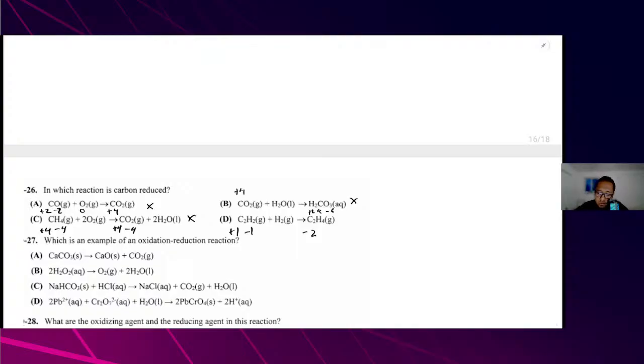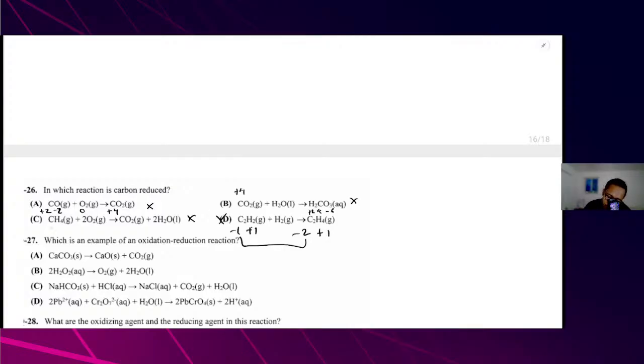Oh, I'm so sorry, guys. I got it wrong. H should be plus, right? H should be plus. +1 and then -1, plus 1, -2. This one is reduced. Okay, D.